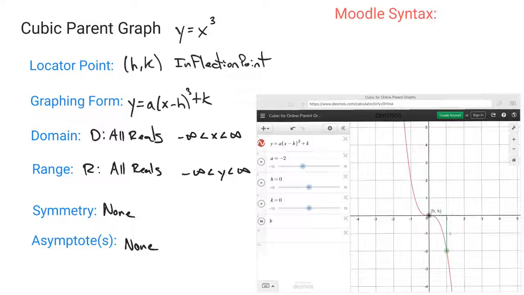Final thing is to look at the Moodle syntax. You will be asked to write this into Moodle, so you want to keep it as simple as possible. A times parentheses x minus h to the power of 3 plus k. That's all you would have to write. You don't need any extra parentheses or multiplication symbols. Just have the a value out front on its own, and then put the x minus h in parentheses.